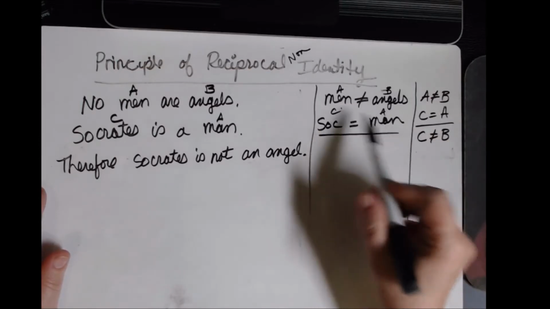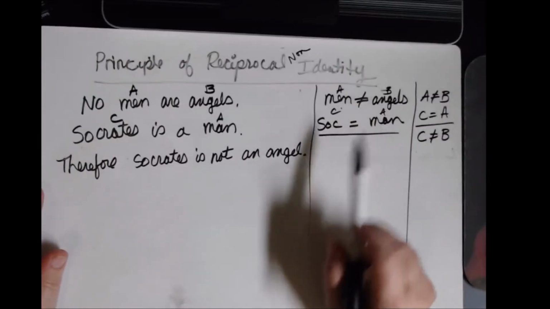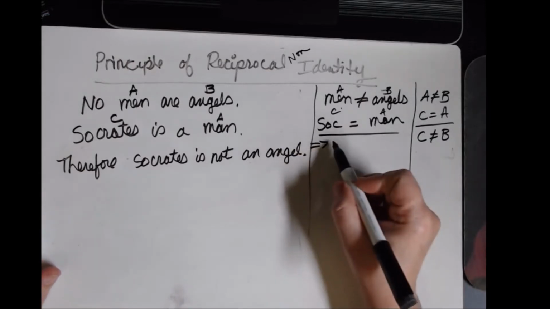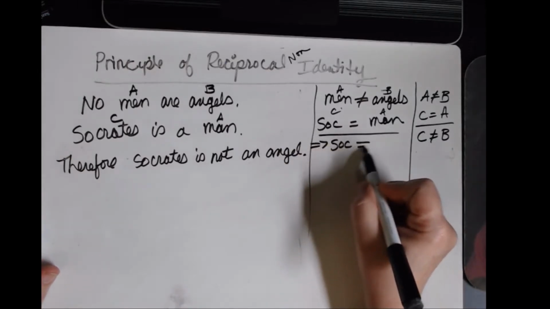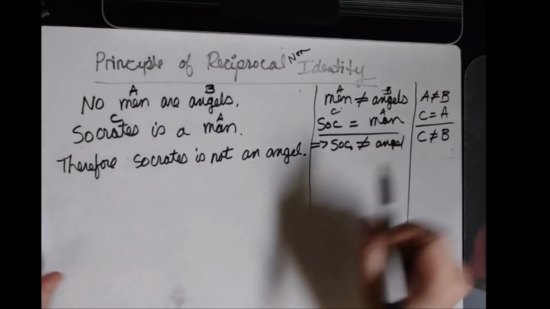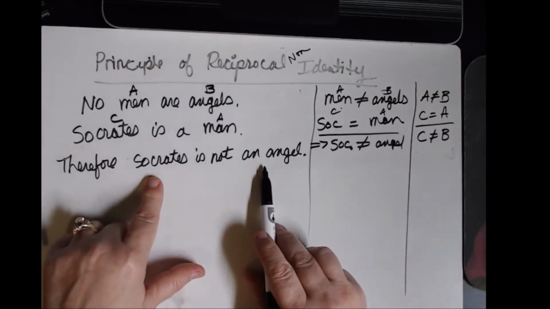It's the same here. Let's just come back to our words. If men do not equal angels and Socrates is a man, then I know that I can conclude from that that Socrates is not the same as an angel. And that is exactly what the conclusion is of the syllogism.